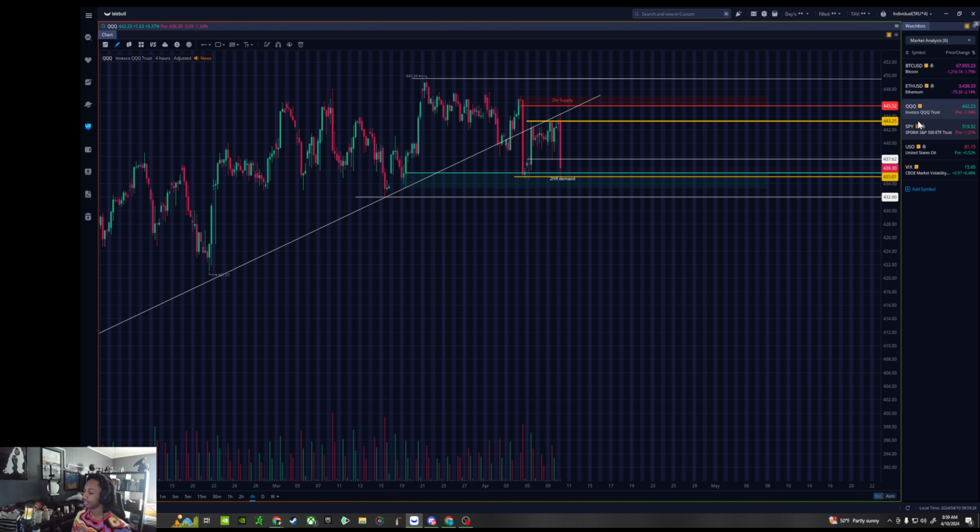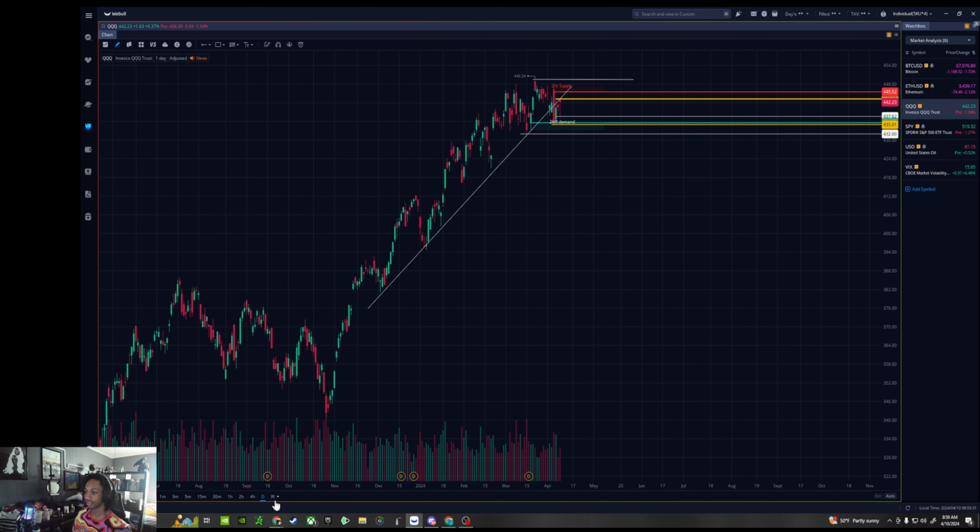You know what I mean? The bear structure is going to keep being active. And that's the analysis on QQQ.